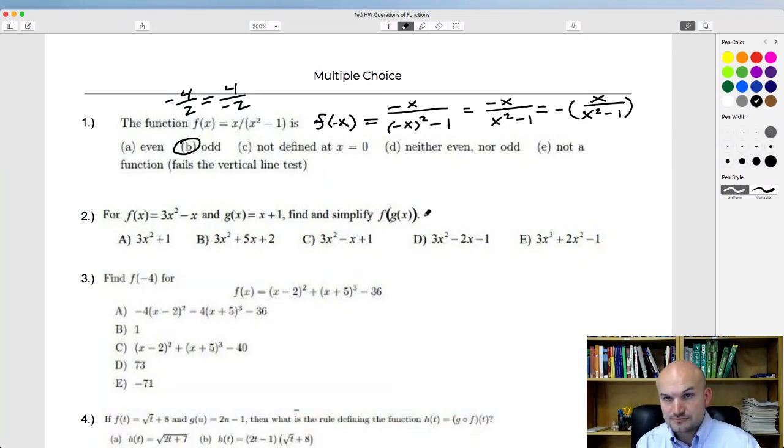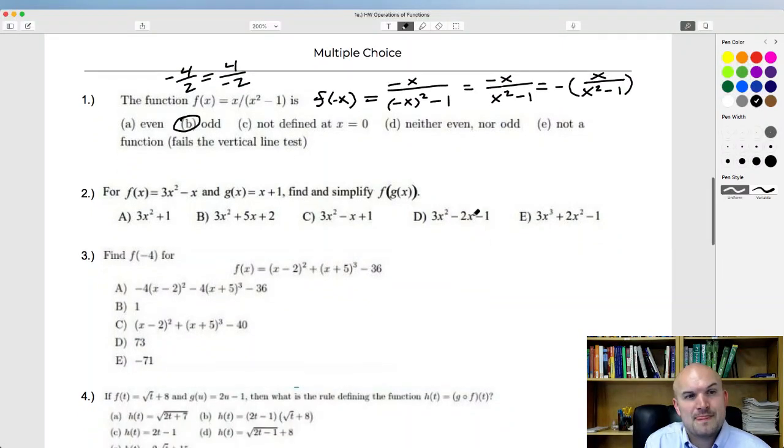All right, neither even or odd, not defined at 0. The function is defined at 0, and it doesn't fail the vertical line test, so it is a function. So here the answer is B, which is odd.